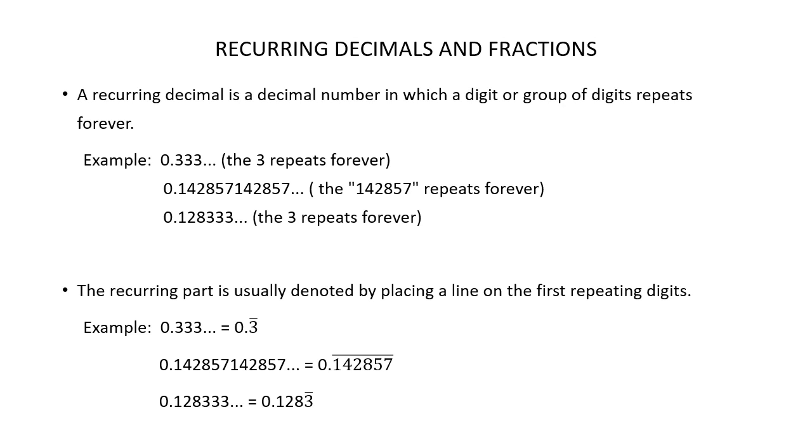Now look at this number: 0.12833333 and so on. Here the repeating number is 3. So 0.128 is written as it is, and the line is placed on the first repeating digit, that is 3. So 0.1283333 and so on is written as 0.1283 with a line on the first repeating digit 3. Hope you have understood this.